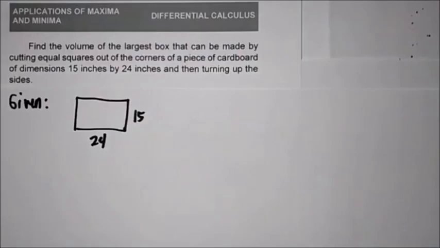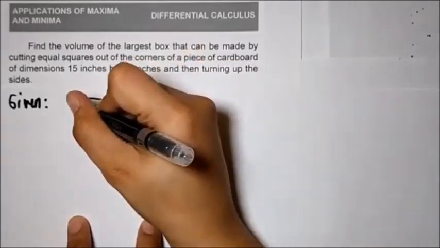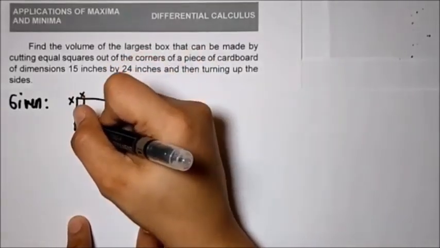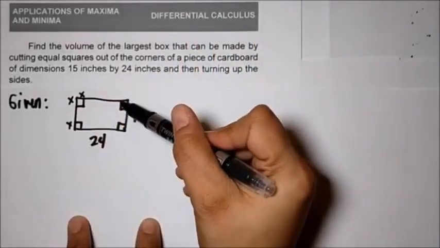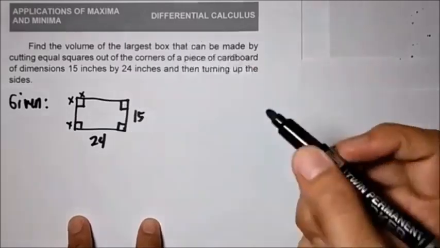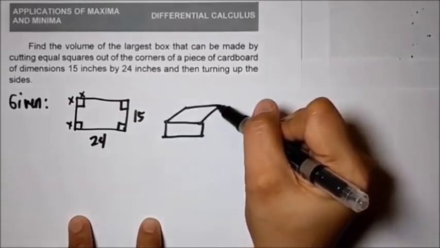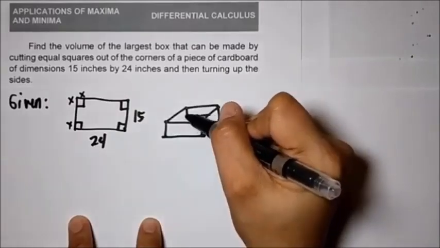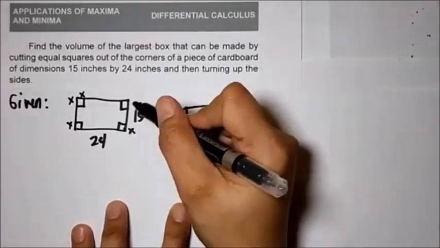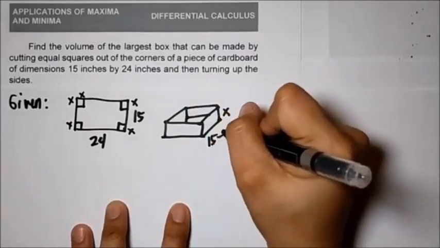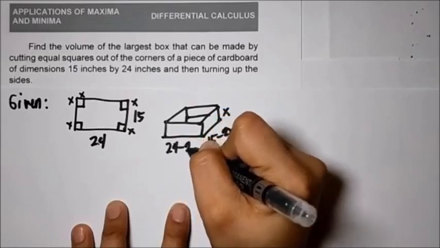Next, we are to cut out squares. And we don't know that dimension, so let's designate that as x by x. And now, we will cut the squares and then we'll turn up the sides. Then, eventually, we will be having an open box. Okay? So with this open box, we have the height, that would be x, and then for this value, this is x, another x, so this would be 15 minus 2x, and then 24 minus x and x, so 24 minus 2x.